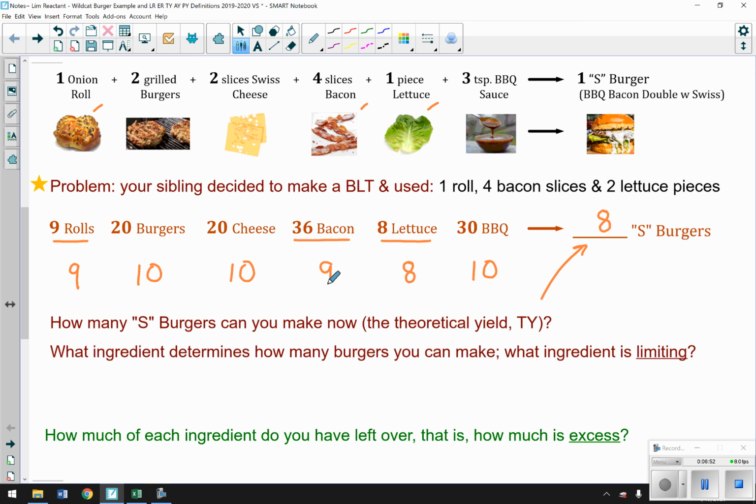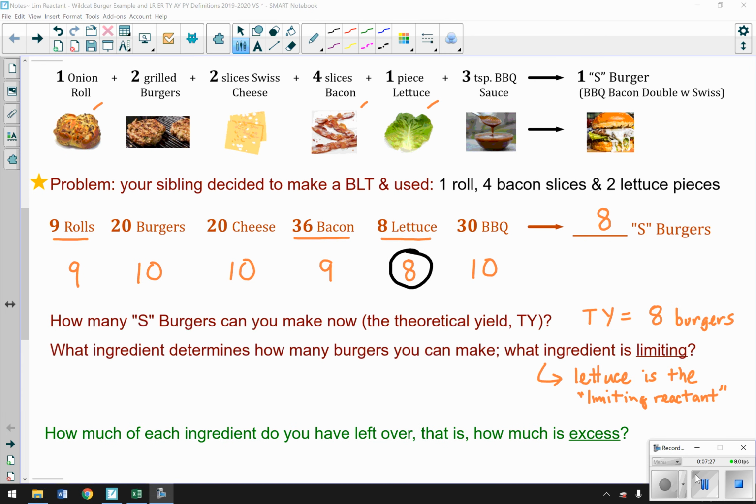Now it's true, you don't have a full complement of bacon or rolls, but the lettuce was even more limiting than the bacon or rolls. And so what we would say is that the lettuce was the limiting ingredient, or in chemical terminology, we would say that is the limiting reactant. And you can see that it is the limiting reactant that determines the amount of product you can make.